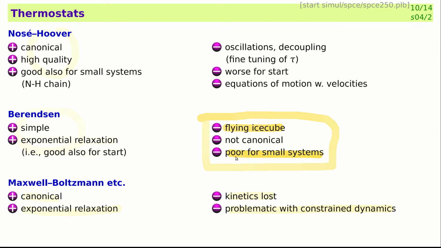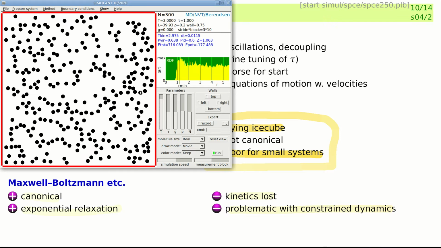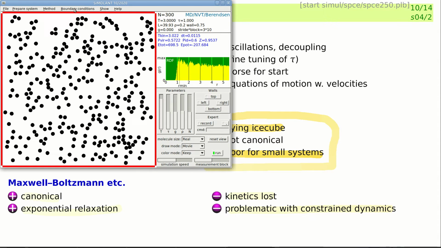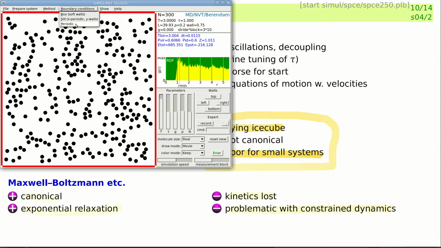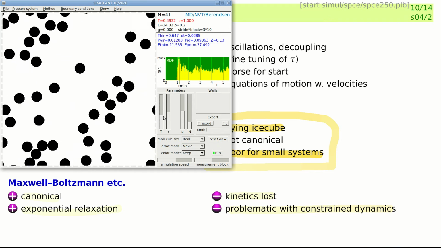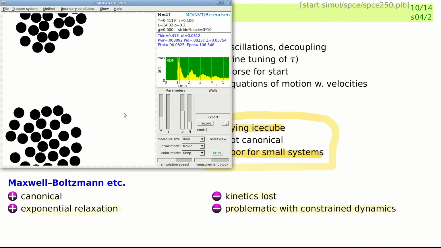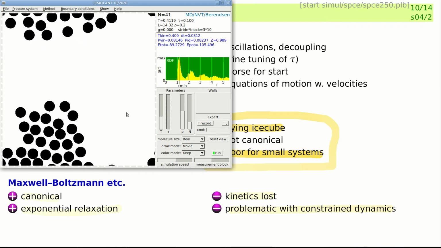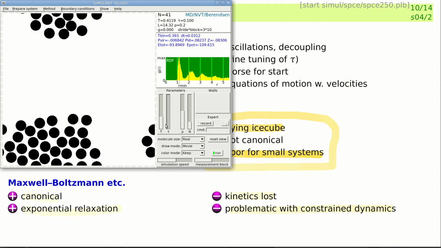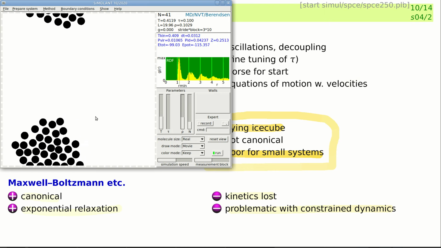And I will show you now the flying ice cube problem, but unfortunately I don't have it prepared. So I do it in such a way. Here I have a simulation system. I use a periodic system, decrease the number of particles. Now I decrease temperature. There is a Berendsen thermostat, so I put this constant to a low value. Also I decrease the density, and also you can see it.